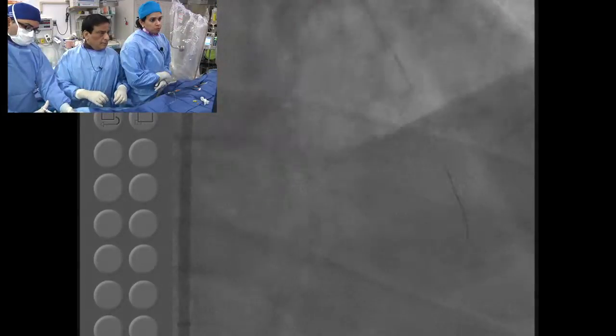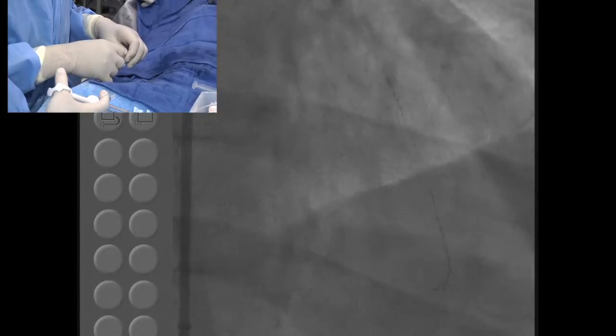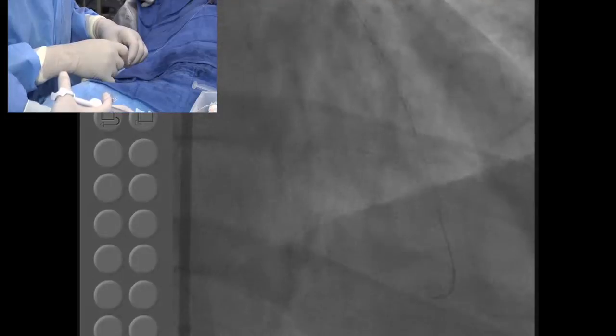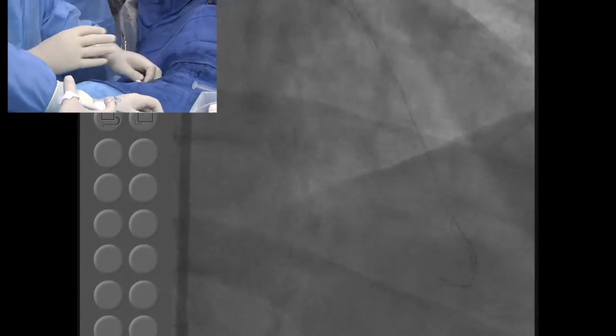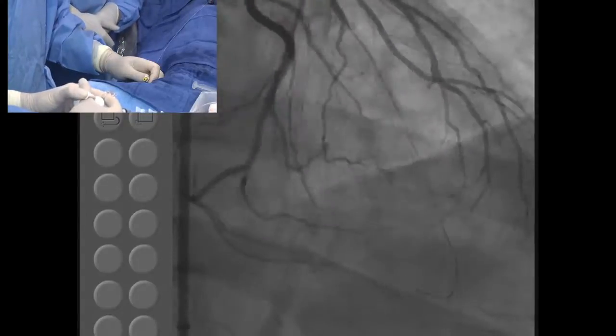Getting the Fine Cross to the apex has created a channel there, right? All the wires are going through that channel. Yeah, we'll take it out. You see some dye staining?